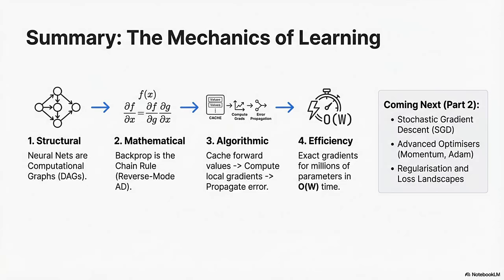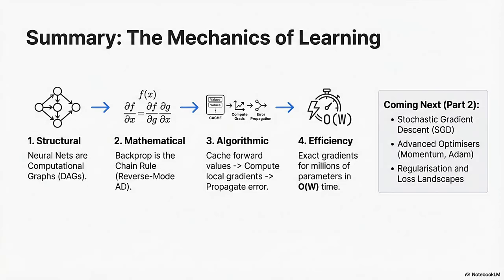So, to summarize the entire mechanics of learning that we've covered. 1. The structural view. Neural networks are basically just big computational graphs. 2. The mathematical foundation. Backpropagation is a clever application of the chain rule known as reverse mode automatic differentiation. 3. The algorithm itself. We cache forward values, then compute local gradients and propagate the error signal backward through the graph. And 4, the result, an incredibly efficient algorithm that gives us the exact gradients for millions of parameters in linear time.